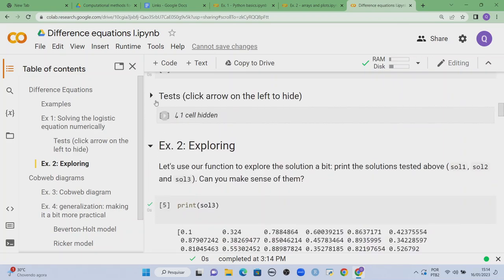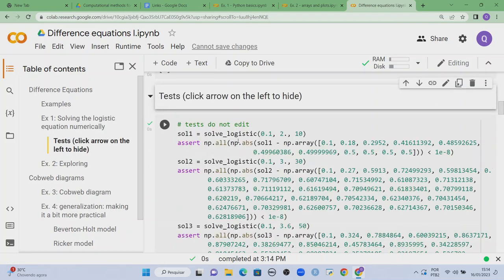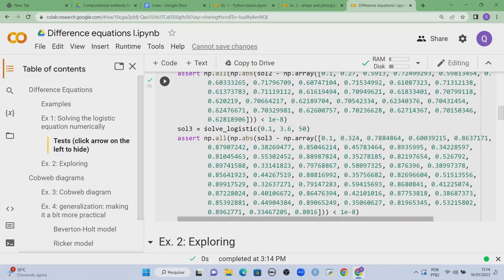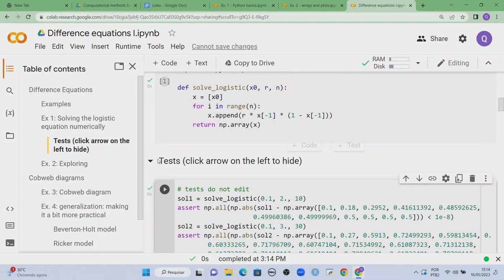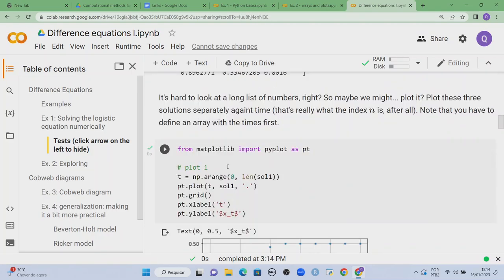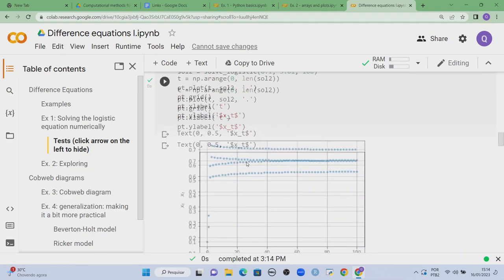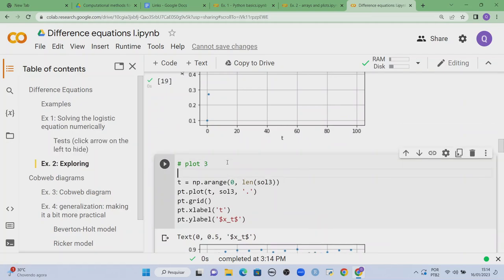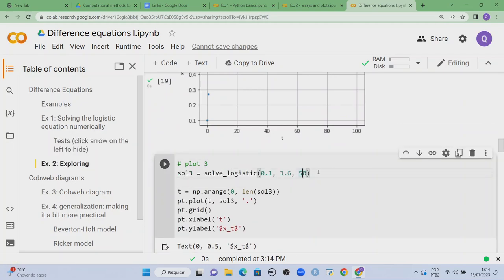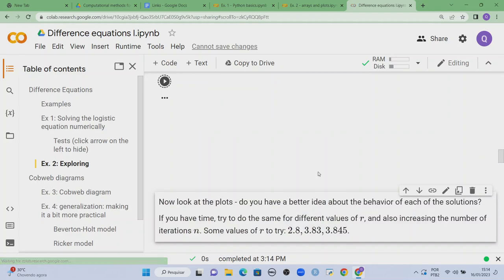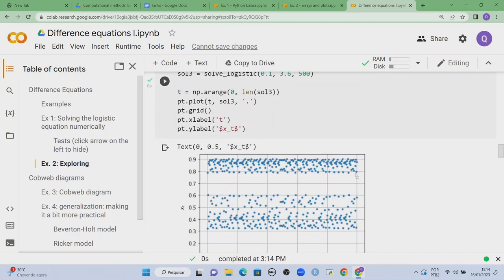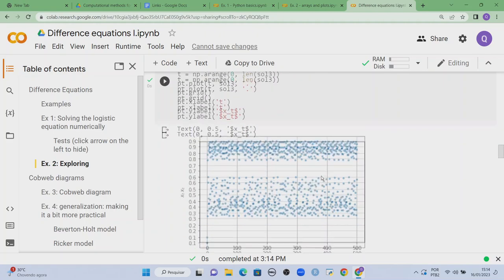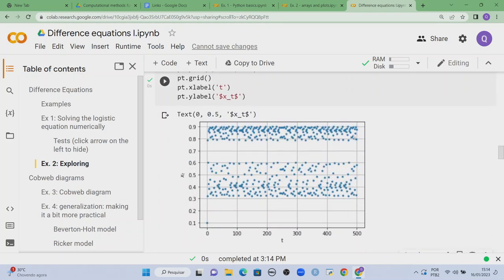I think 3.6 is the threshold for chaotic. Yeah, exactly. I did this on purpose, actually. So this is a little bit after the onset of chaos, right? So let me do this now for 10 times as long. And this still doesn't settle down, right? It keeps going up and down.